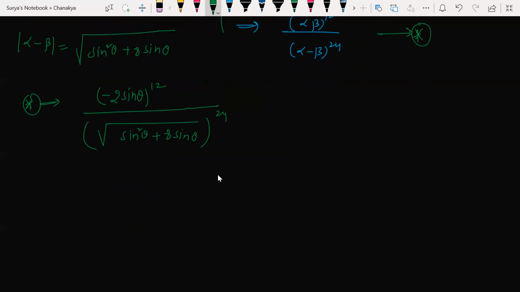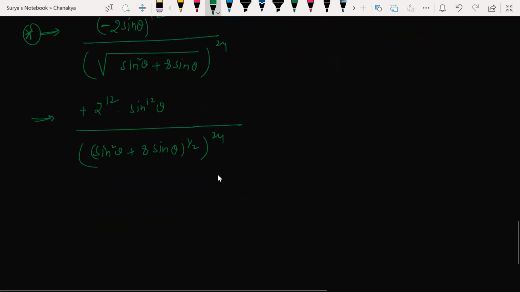If you observe this properly, what can I write now? I can write this as 2 to the power of 12, because minus to the power of an even number is always positive. So let us write positive here. So 2 to the power of 12 into sine to the power of 12 theta, whole divided by this, which can be written as sine square theta plus 8 sine theta whole to the power of 1 by 2, whole to the power of 24. Understood my point?